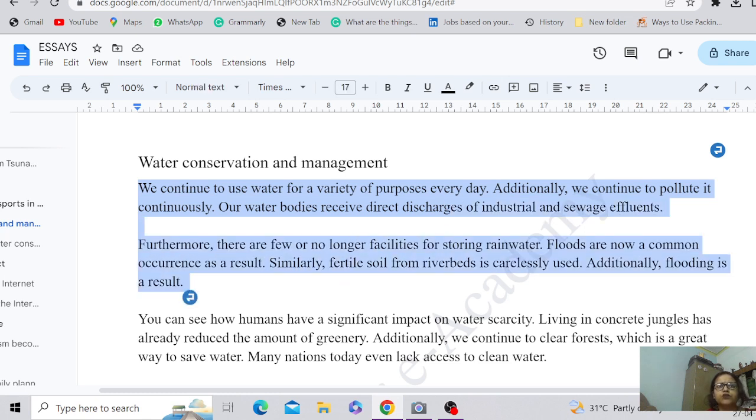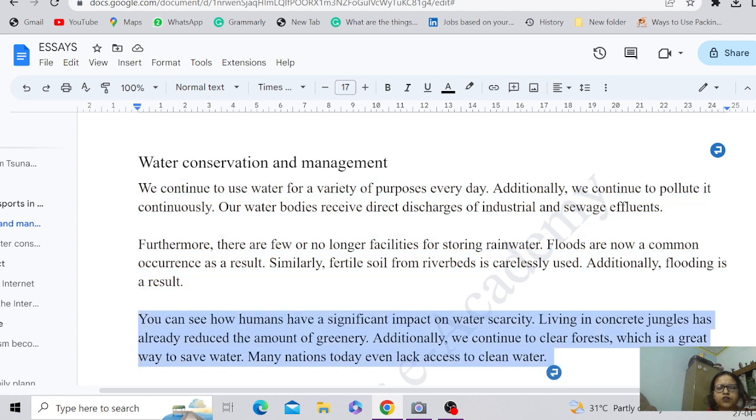Furthermore, we can also see that fertile soil from river waste should get properly used. And this is what you can see, like deforestation is taking place. We are having a reduced amount of greenery, and as such, when we are cutting down forests, we are losing the scope, we are losing the hope to save water. So that is the way you can write.